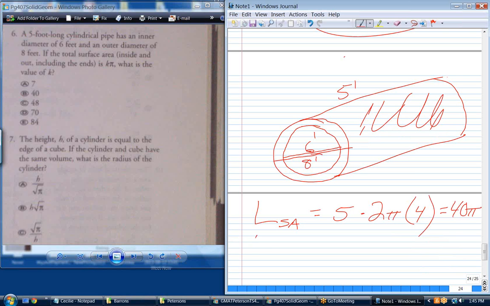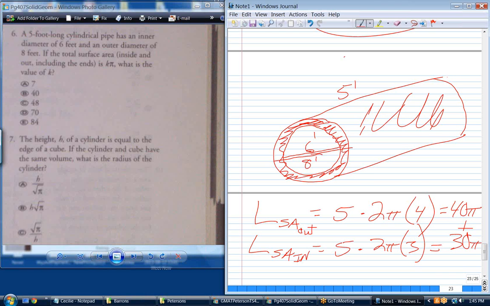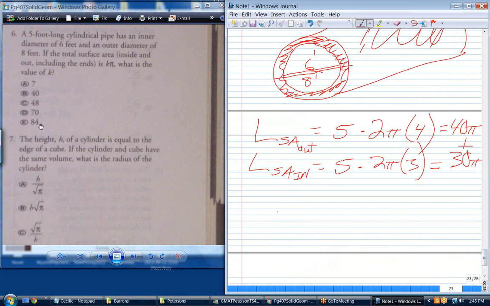What's the lateral surface area of the inside? That's 5 times 2 pi 3. Which is 30 pi. Now that would be the inside and the outside, but they want the ends also. So we have 2 of these. So what's the area of one of the ends, the shaded region? And notice that they do put 70 as an answer. Well, you would have to take the area of both circles and subtract them. Let's do it. What's the area of the outside circle?